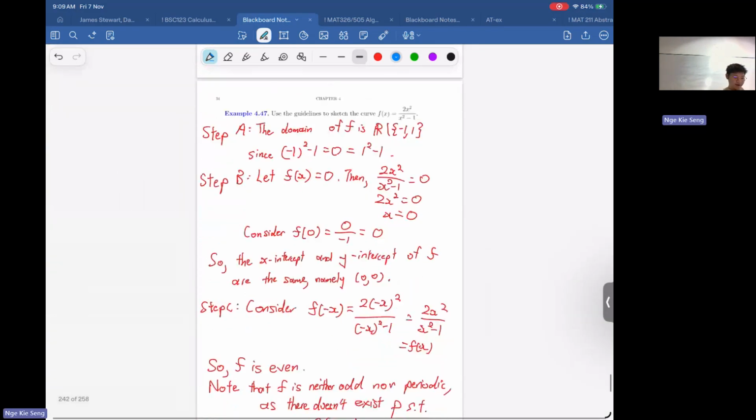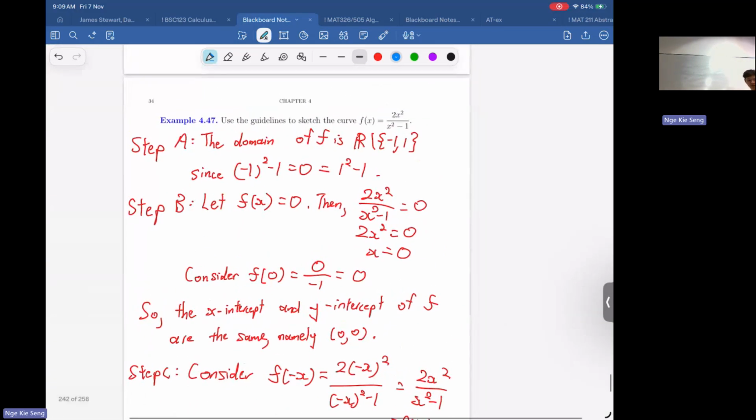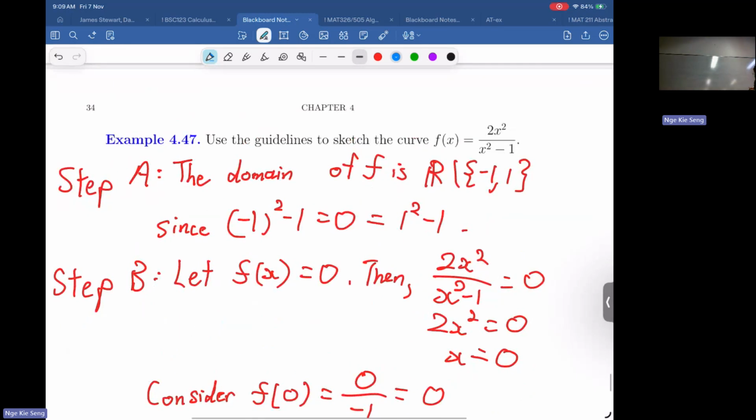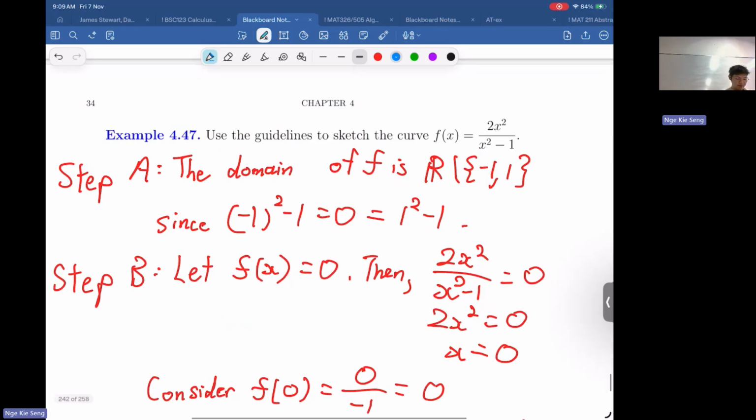So let's continue with our examples. Last time we were asked to sketch this graph here, 2x squared over x squared minus 1. And we determined that the only places this f is not defined are minus 1 and 1, because if you evaluate this function at these points, you get 0 in the denominator. But something over 0 is not defined. So these are the points where this function is not defined.